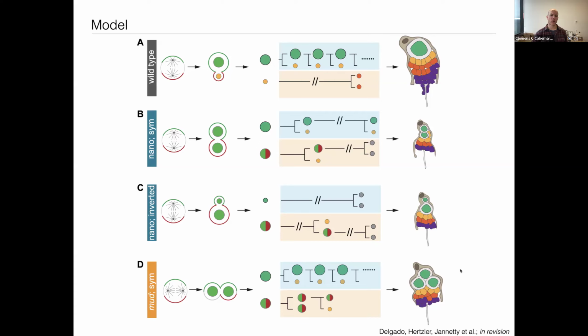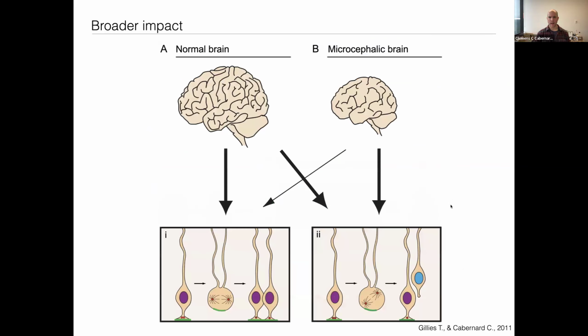So it's both a combination of volume and cell position that determines to what extent differentiating siblings are being produced, despite the fact that we have supernumerary neural stem cells in these cases. Now, on my last slide, I briefly want to mention the broader impact of this.